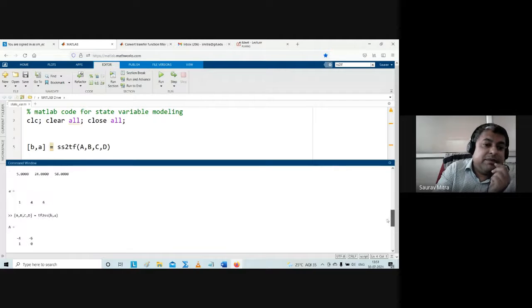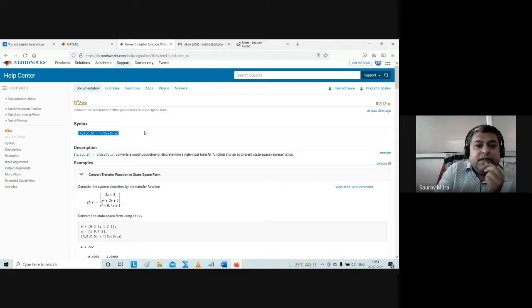So all those things have happened. So you do this kind of thing, and you will find it is very fun. Two functions I have taught you: one is TF2SS, and another is SS2TF. Sorry, TF2SS and SS2TF, these two commands.